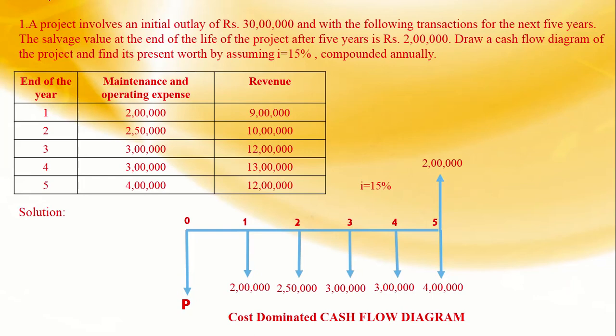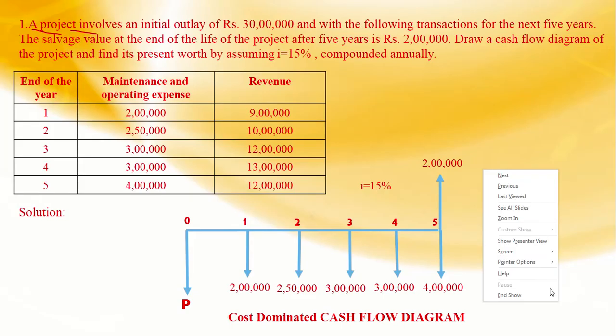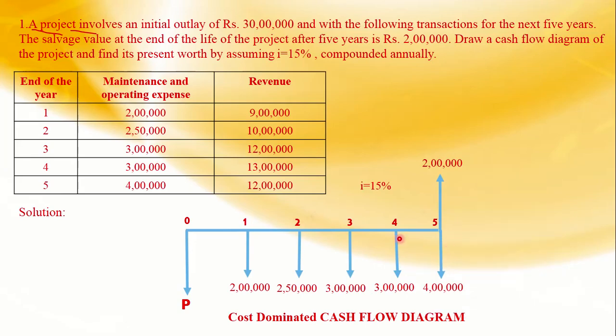We are going to solve a problem. A project involves an initial outlay of rupees 30 lakhs, with the following transactions for the next 5 years. The salvage value at the end of the life of the project after 5 years is rupees 2 lakh. Draw the cash flow diagram and find its present worth by assuming i equals 15% compounded annually.